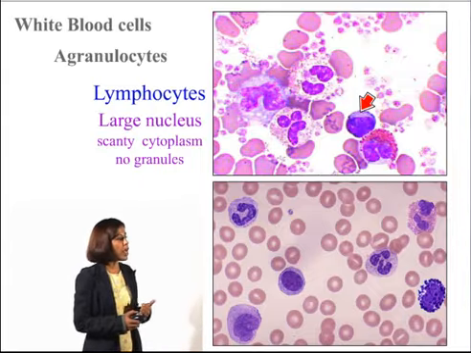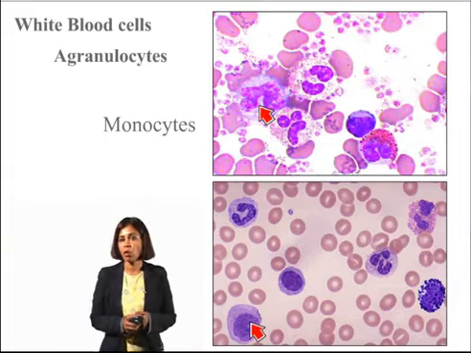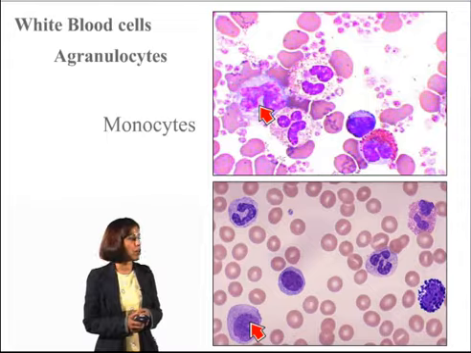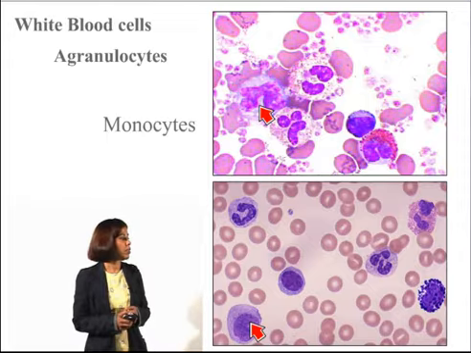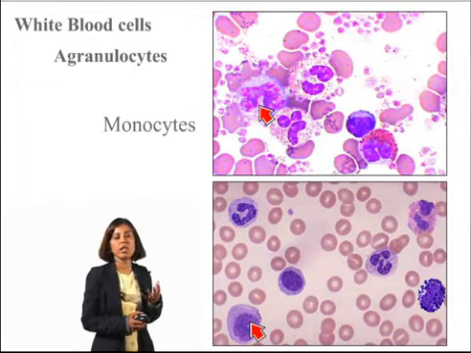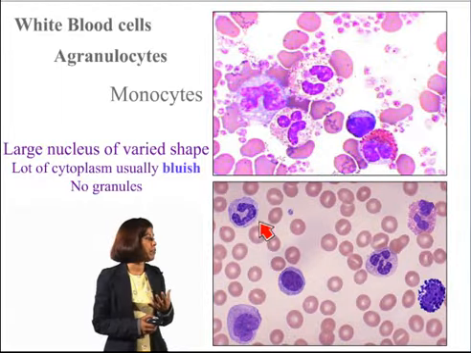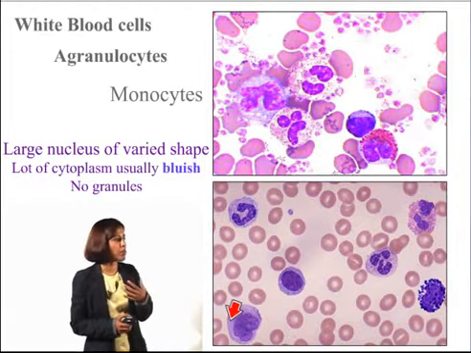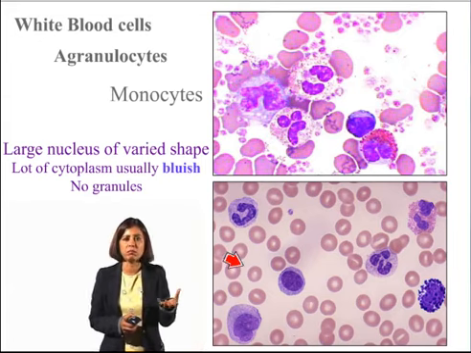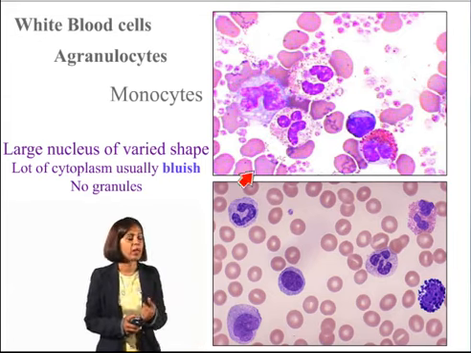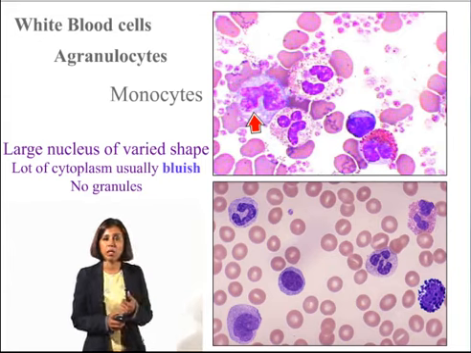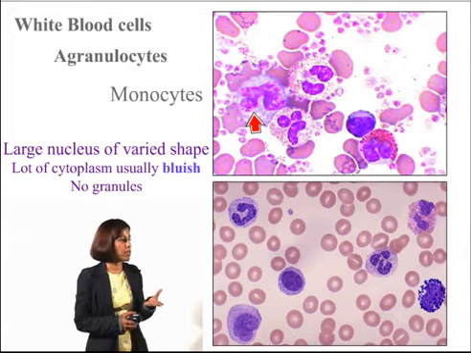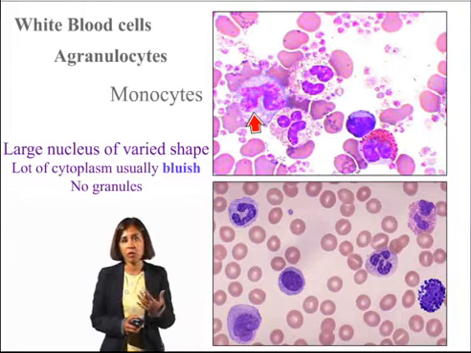Let's now look at the next slide, which is that of a monocyte. And monocytes are also agranulocytes. They have very, very large nuclei, which have a varied shape. You can see the nucleus may be kidney shaped, it may be any odd shape. Again, they have a lot of cytoplasm, which is usually bluish staining, and these cells are capable of phagocytosis.